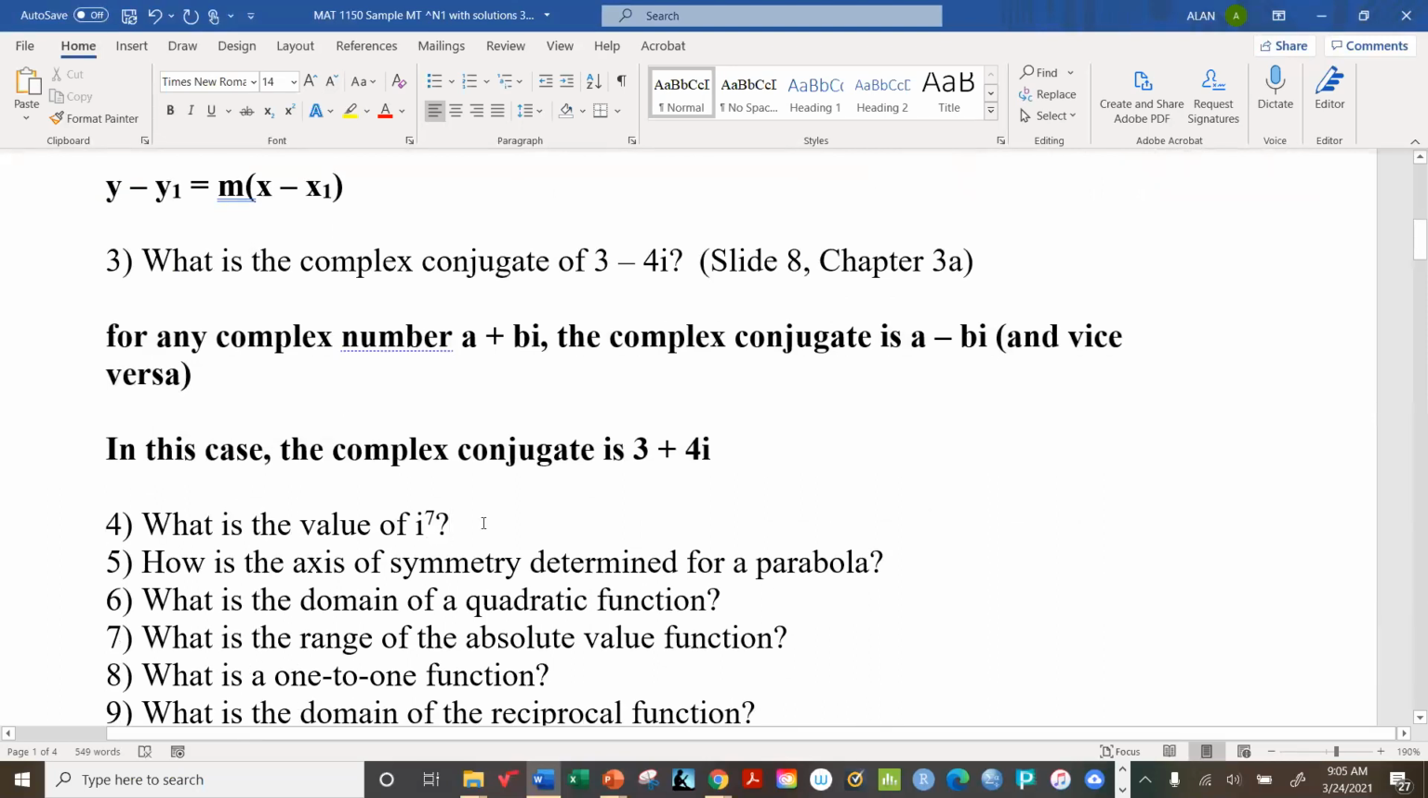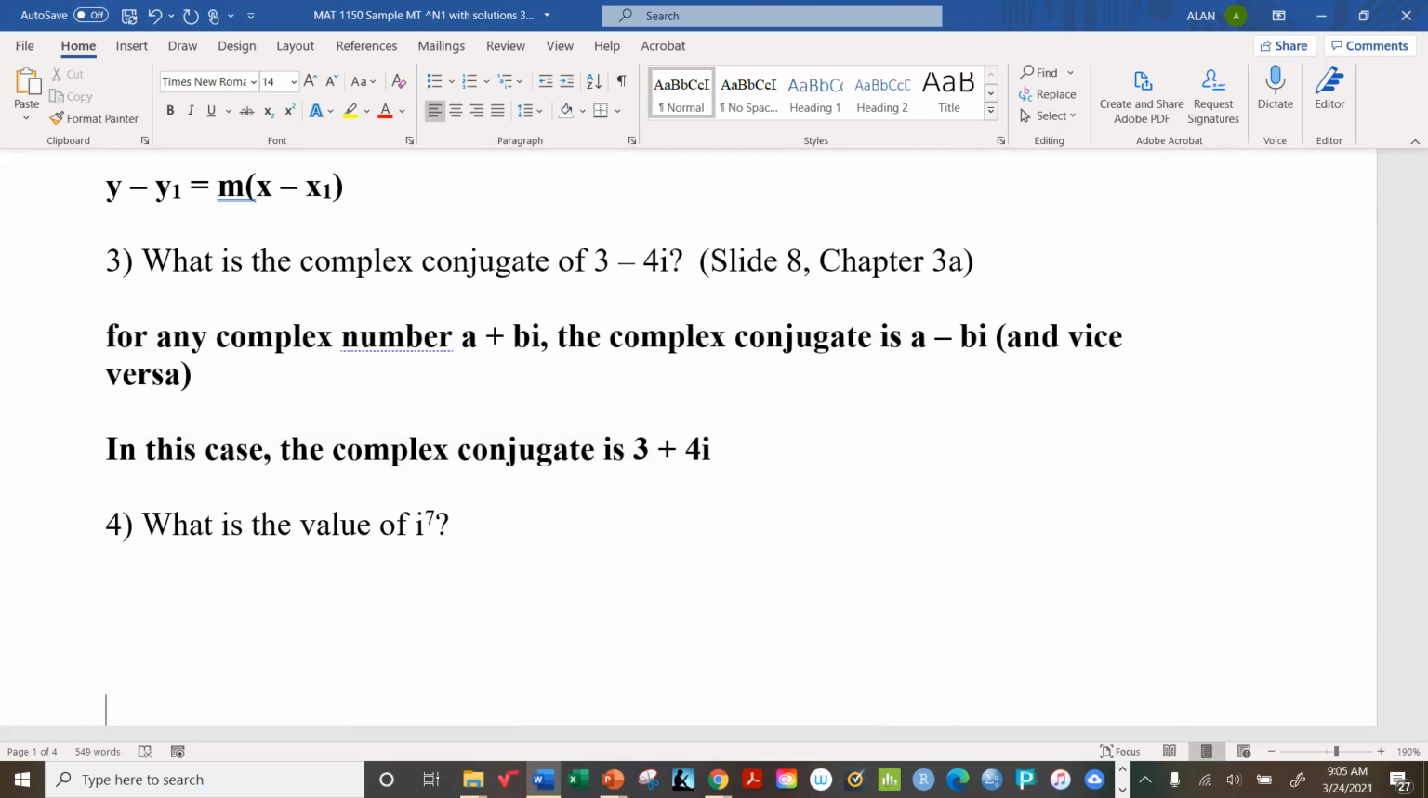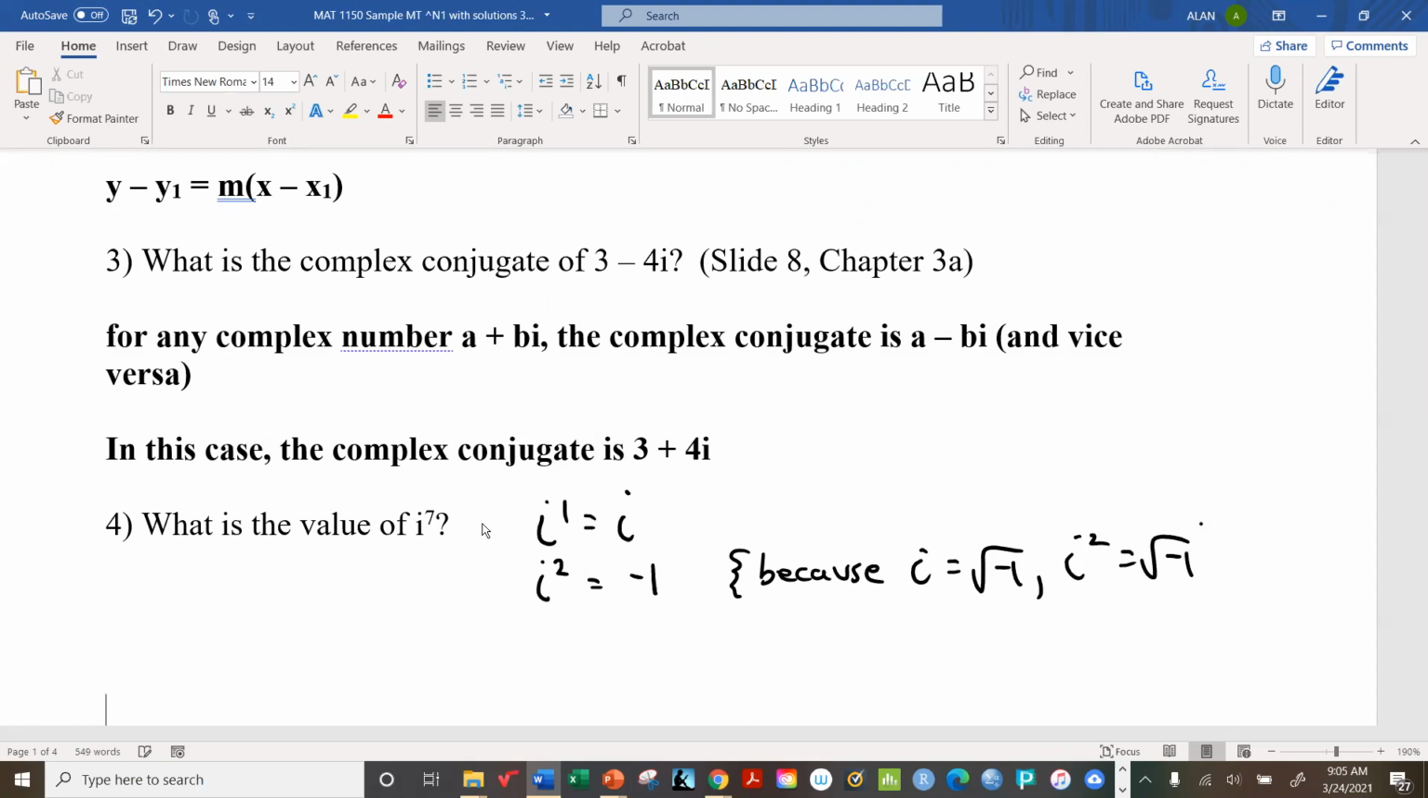Now, i to the 7th power. Well, that's interesting. What you might want to think about doing in a case like this is writing them all out. There's a chart here. i to the 1 is obviously i. i squared, though, is -1. Why? Because i equals the square root of -1. i squared equals the square root of -1 squared, and then we have -1.